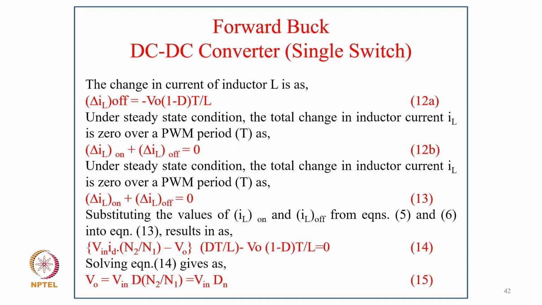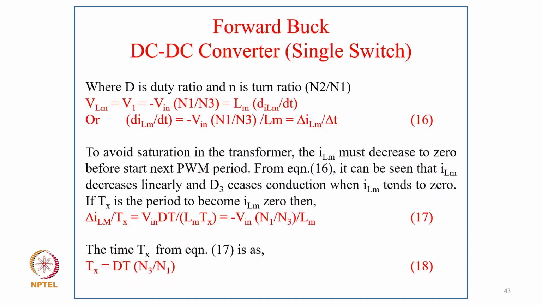Substituting the values of delta IL on and delta IL off from these equations, it becomes (V in d N2 upon N1 minus VO) T upon L minus VO (1 minus d) T upon L equal to 0. Solving this, VO equal to V in d N2 upon N1, that is V in d n, where d is the duty ratio and n is the turns ratio. Also, VLm equal to V1 equal to minus V in N1 upon N3, equal to Lm dILm upon dt, so dILm upon dt equal to minus V in N1 upon N3 divided by Lm.